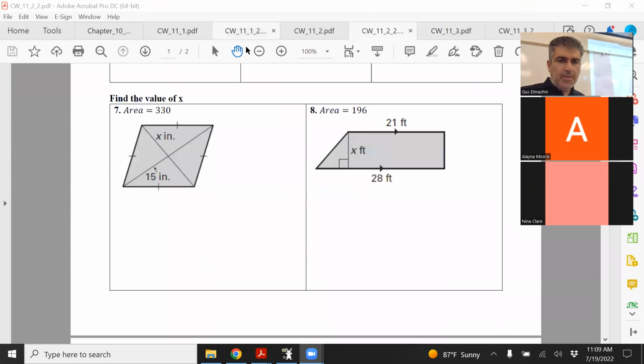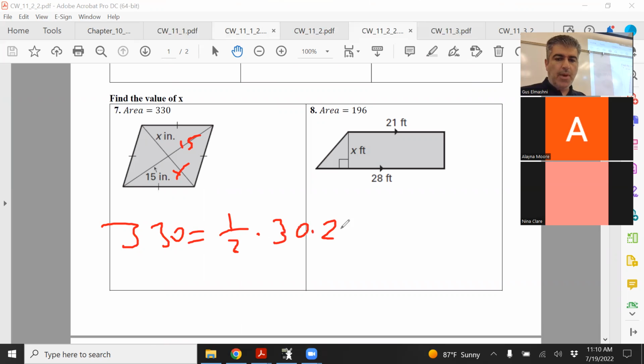These here, some algebra. 330 equals 1/2. That's 15, and that's x, because diagonals bisect each other for a rhombus. This is a rhombus because all 4 sides are the same. So 1/2 times 30 times 2x, because you have x and x. That should be 330 equals 30x. x is 11.